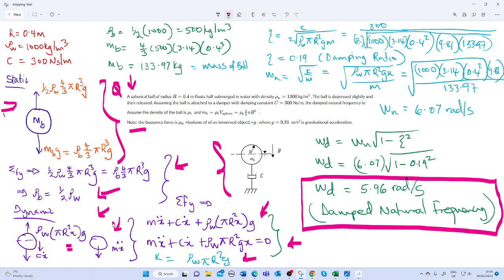First of all, let's pull out all the parameters. We have r, which equals 0.4, the density of the water 1000, and the C constant 300 Newton seconds per meter. So we can slot in to find the density of the ball, which is half of the density of the water. That gives us 500 kilogram per meter cubed. From there, we can slot in the values to find our mb.